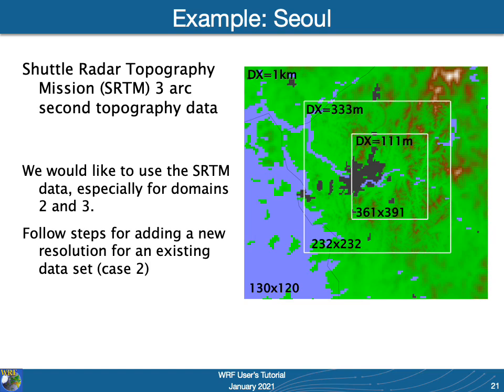There is a nearly global data set of topography called SRTM, the Shuttle RadarSat Topography Mission. That's available at 3 arcsecond resolution, which is about 90-meter resolution. So that's certainly sufficient to use for domains 2 and 3 in our simulation. And note that this new data set, because it can completely cover our simulation domain over South Korea, falls into the second category of new data. It's a higher resolution or alternative source of data that can completely cover our model domain.